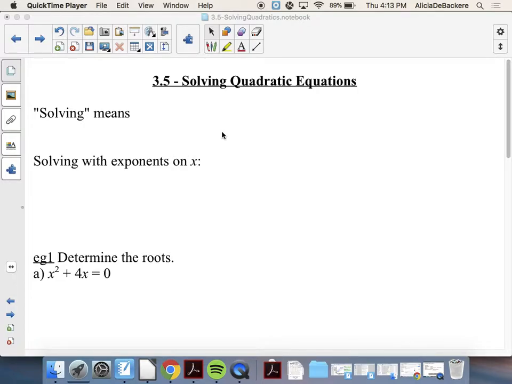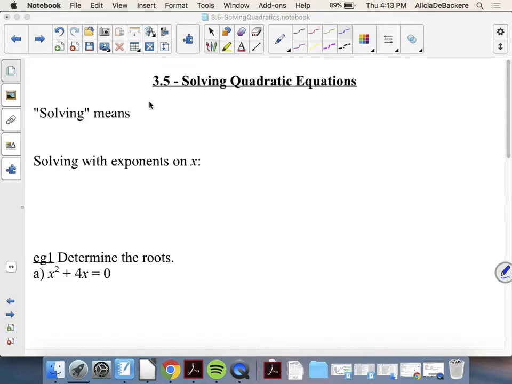So a couple things that I want to go over first, just to make sure that you understand what you're being asked to do, is what does solving mean? And this is true in any question, whether you were looking at solving equations in grade 9 or in grade 10 or even next year in grade 12. So solving means that you need to find the value for x.